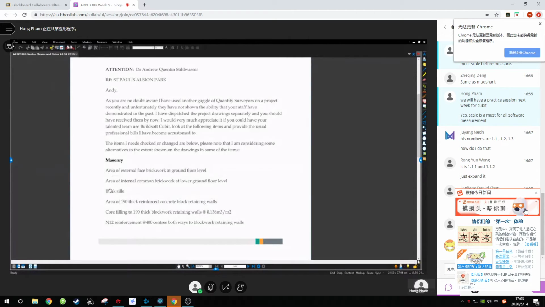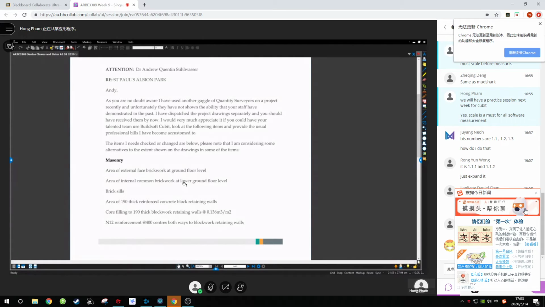Remember, these are not the items. These are the works that they want to measure. For example, areas of internal common brickwork at lower ground floor level. This is not one item, so you don't just copy this and do your BOQ. That is a disaster. This is the work they want to calculate. So you must put internal common brickwork. These are headings, and then lower ground floor level is another heading.